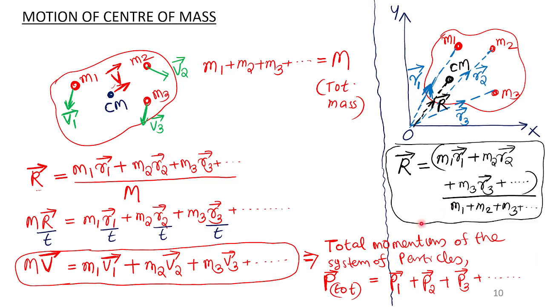Show that... derive the formula for finding the total momentum of the system of particles. It may be asked as a theory question. These are the steps, so all of you please write them down. If you have written it and have no doubt, you can raise your hand.